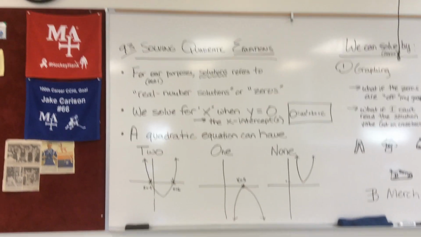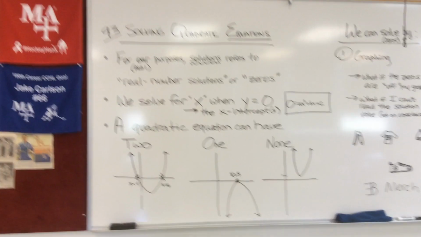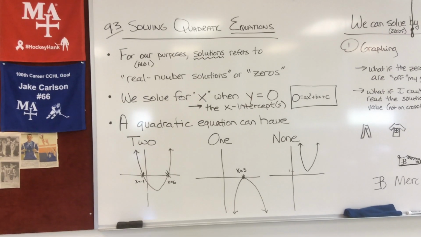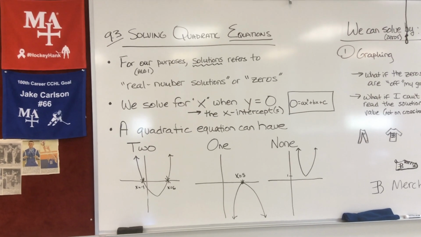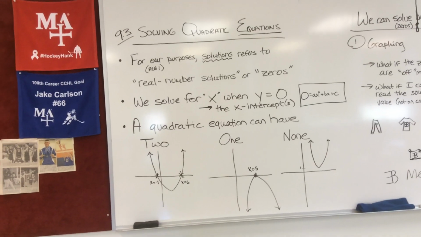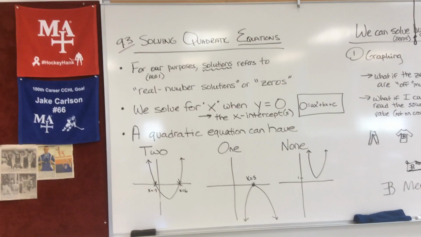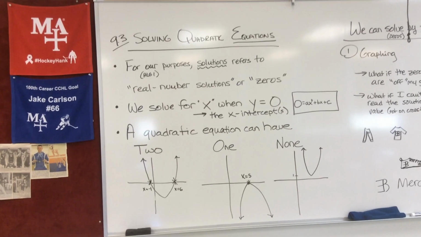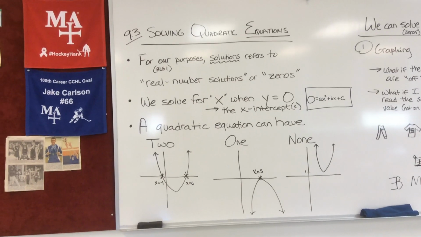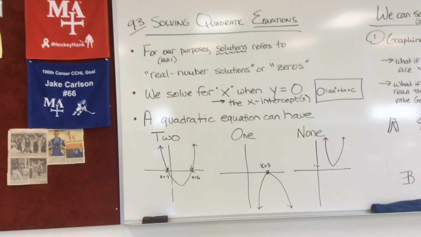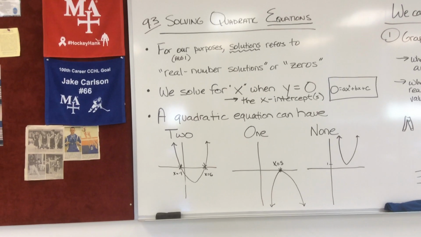Okay, section 9.3, we're solving quadratic equations. Now we've already graphed in 9.1 and 9.2, so we've graphed the parabola, which represents the infinite number of solutions for a quadratic function. Now we're going to solve a quadratic equation, which means we have an equal sign, and we're setting it equal to something specific.